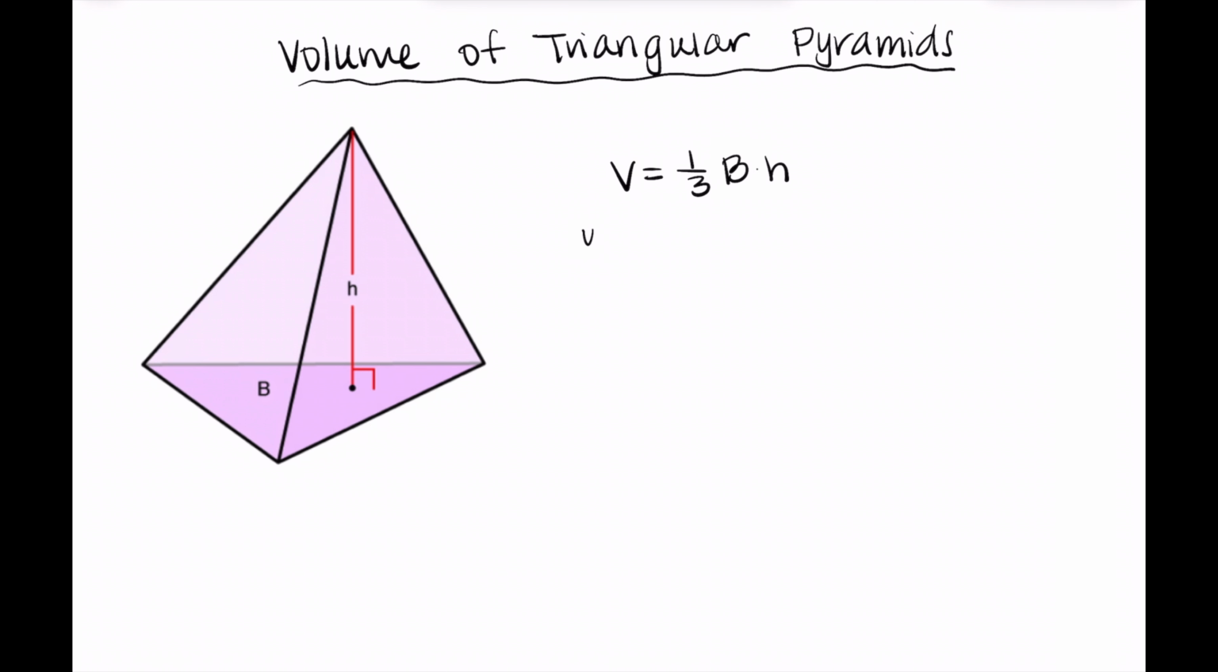So our formula for triangular pyramids is V equals 1/3 capital B times H, where V is our volume and capital B is not base, but it's our base area. So we'll see how that changes the calculation in our practice section, but capital B is base area and H is just our height.